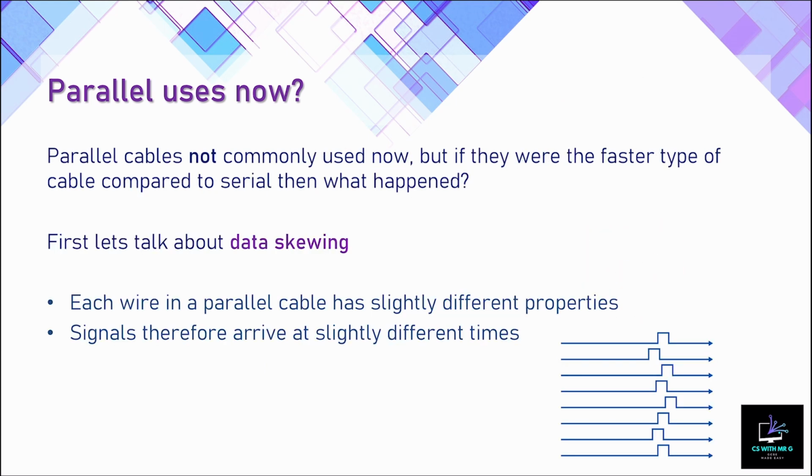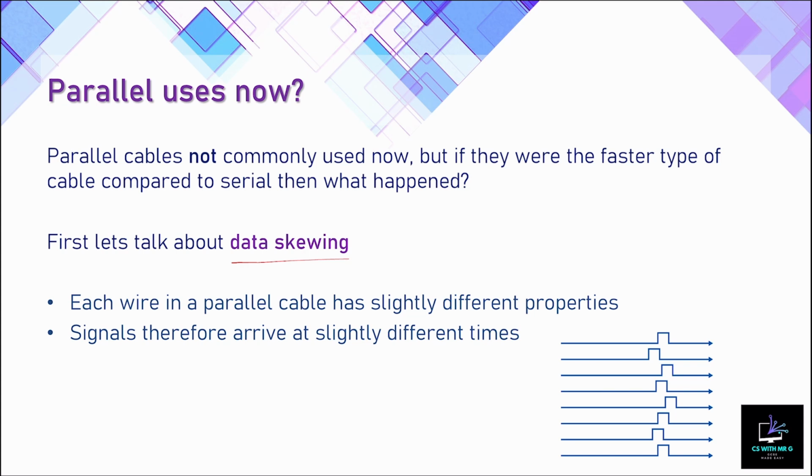Now the reasons for parallel cables not being used that often is because of the problems that exist with them. The first one we're going to talk about is data skewing. As we've mentioned, in a parallel cable, bits are sent at the same time down multiple wires, but that means they've got to be received in the exact same time.